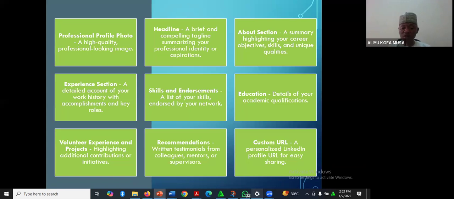There's a section for education where you are going to place your academic qualifications, volunteer services, experiences, and projects. This is where you are going to highlight additional contributions or initiatives that you initiated voluntarily. Maybe you have been tutoring in your village, or you are serving at a clinic, or you have an NGO where you are taking up sustainability of the environment. Then the recommendations: written testimonies from colleagues, mentors, or supervisors.